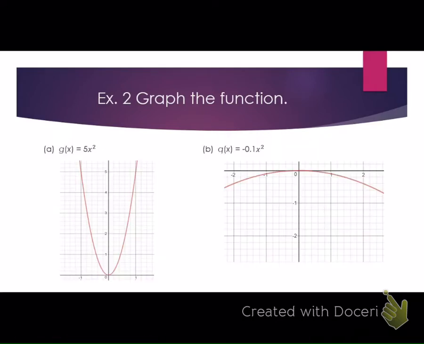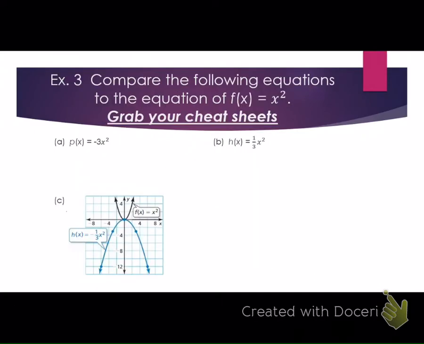Now, example number 3. Compare the following equations to the equation of f of x equals x squared. Again, this is what we call our parent function. As we try to figure out the transformations that have taken place, we want to first identify and find our parent function.